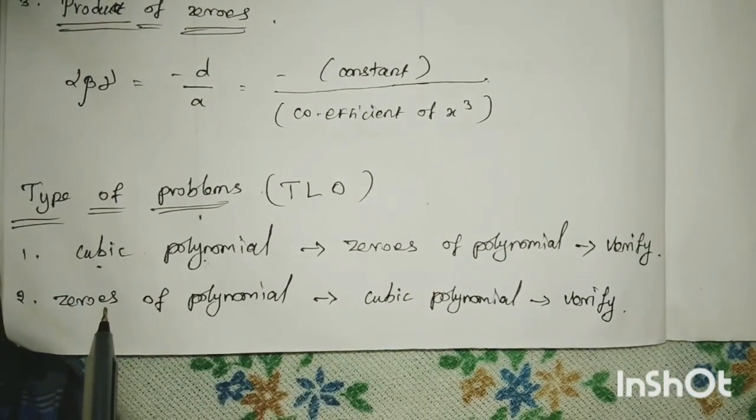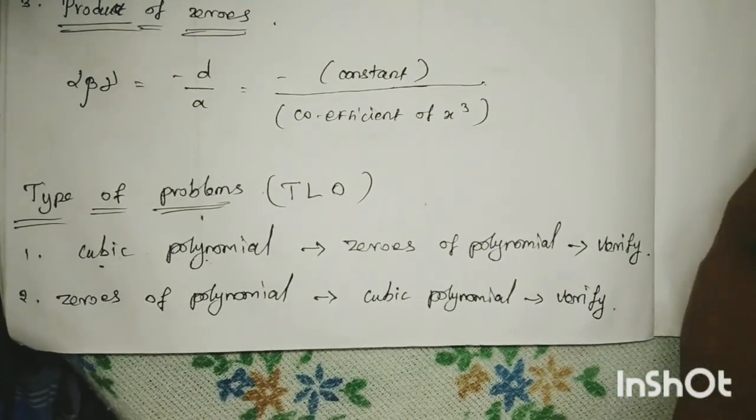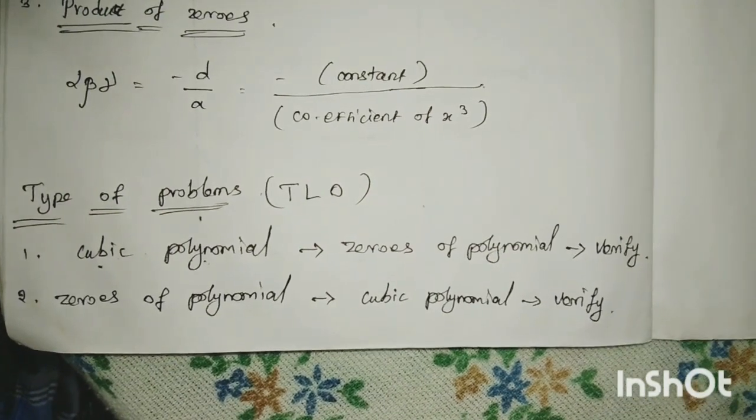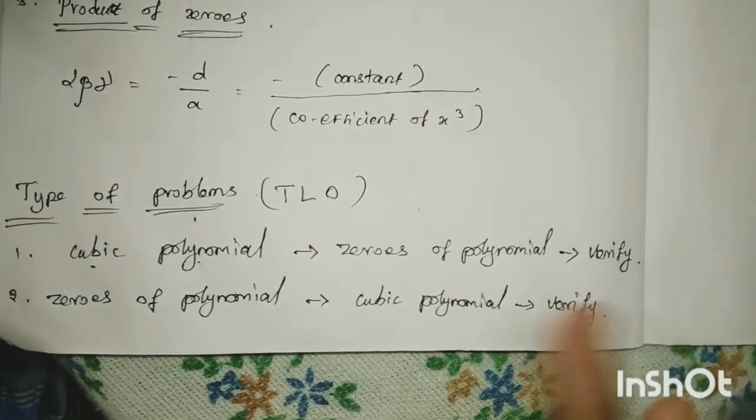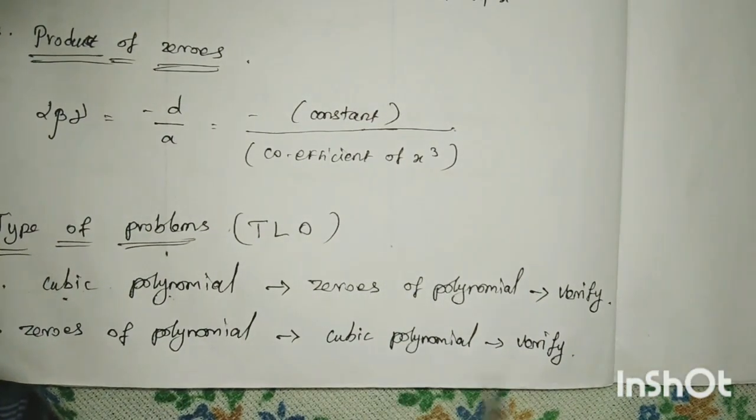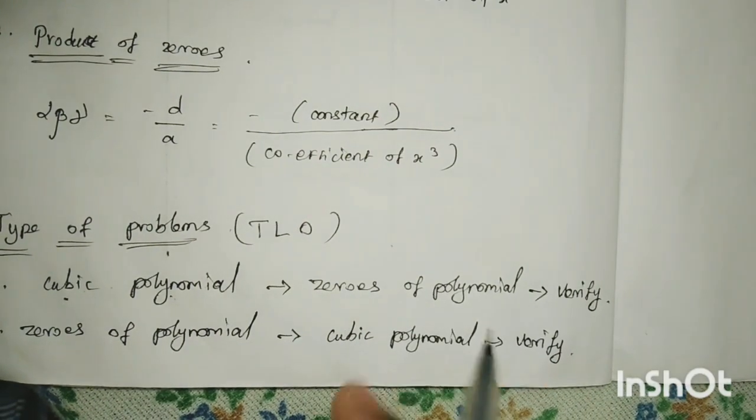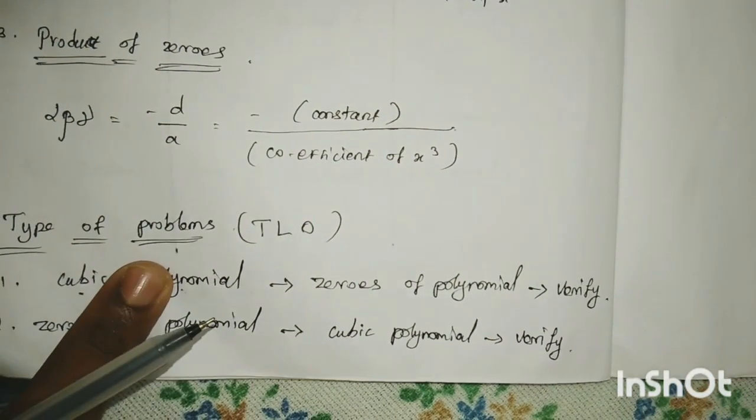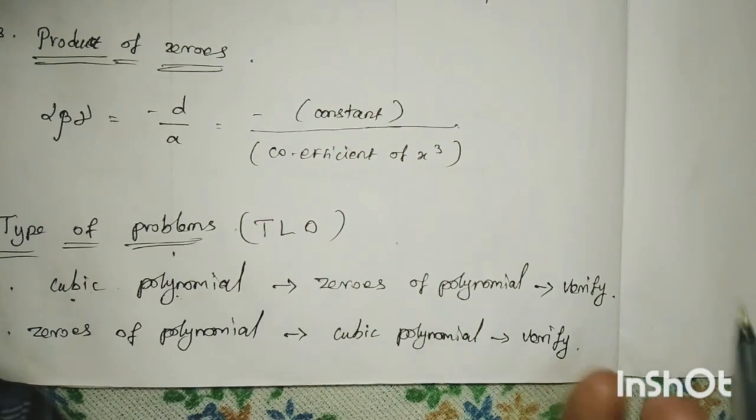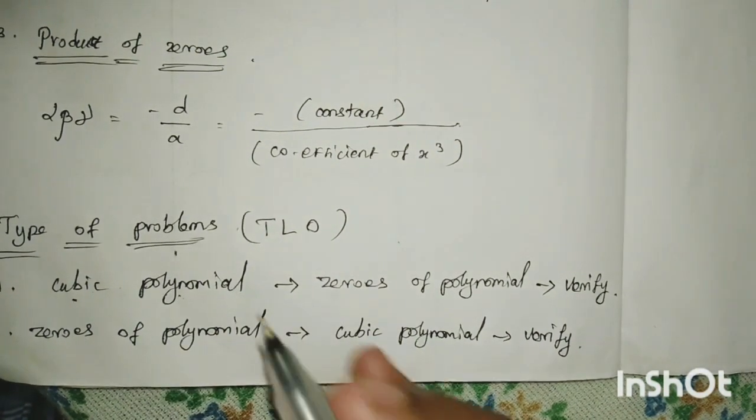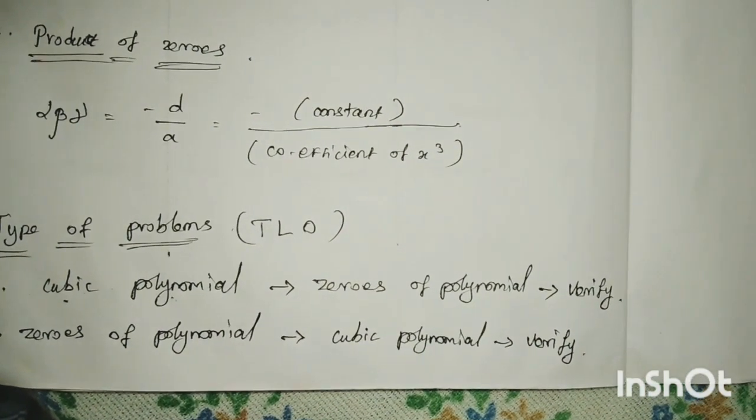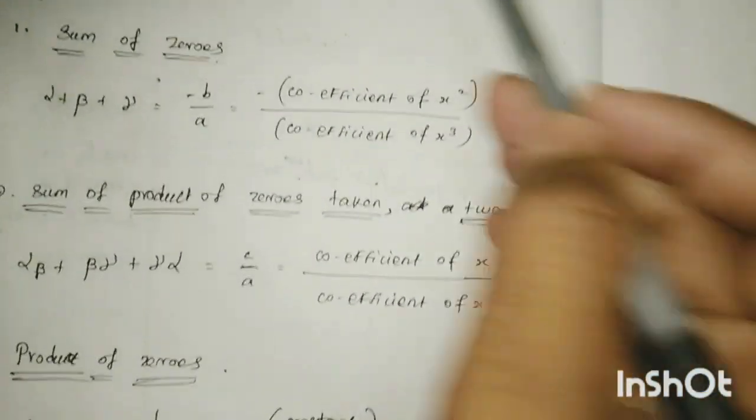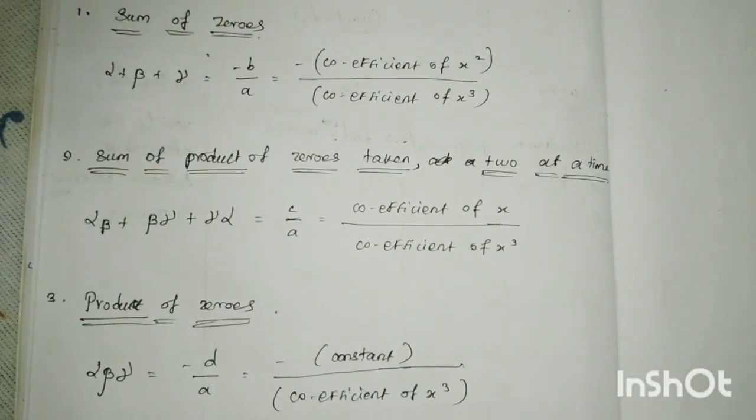Second type: zeros of a polynomial. They give the 3 zeros, and we should form a cubic polynomial using the given zeros, right? Then we should verify the relationship between zeros and coefficients as usual. The relationships are given here, and we have to verify these 3 relationships, right?